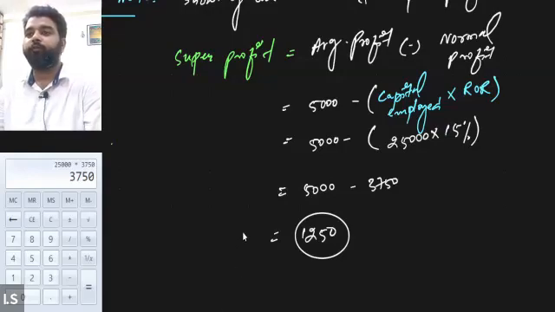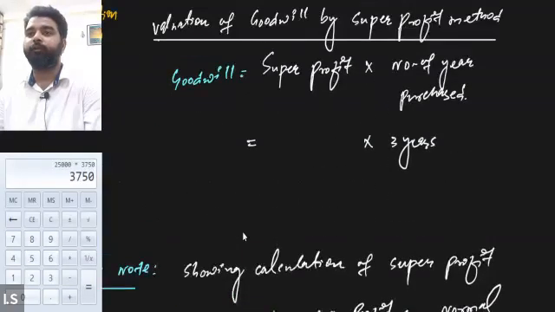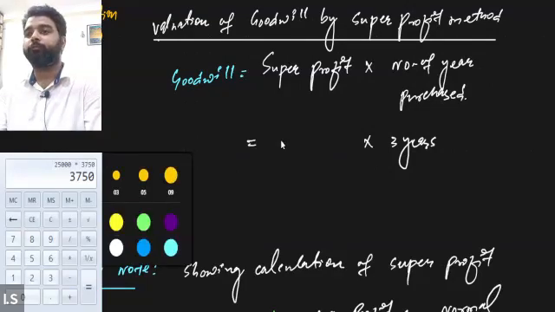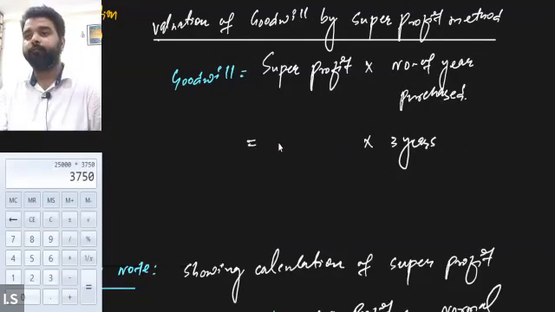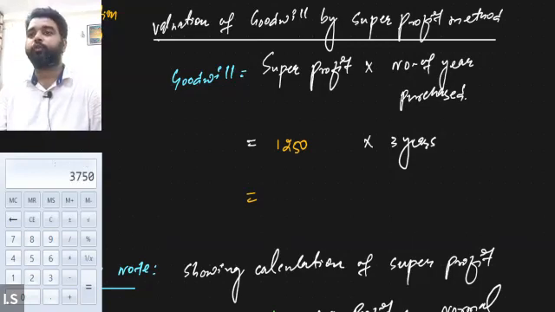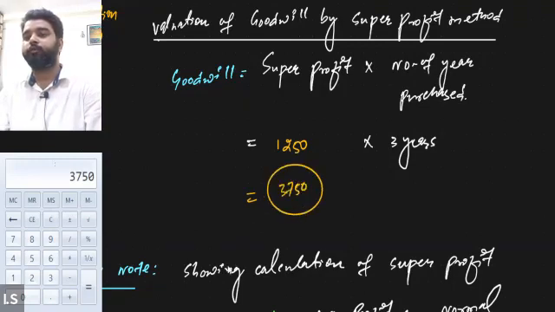Okay. Now we will take the value of super profit to our main calculation and write down the value of the super profit here, 1,250, multiplied with the number of years purchase, which is 3. So 1,250 into 3, we get 3,750 as the value of the goodwill. Clear everyone? Yes, sir. Okay, so quickly note it down.